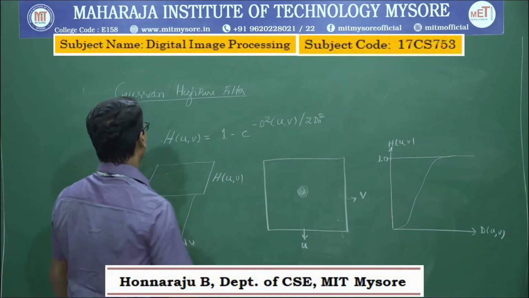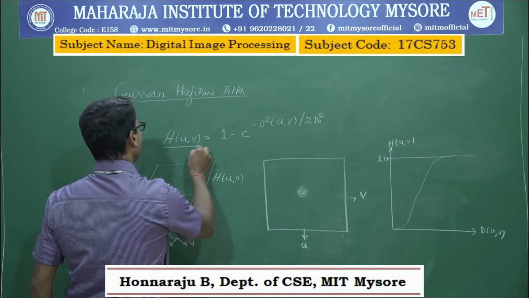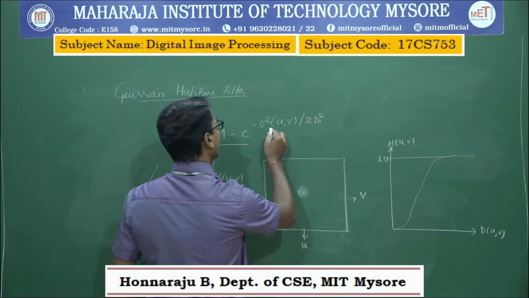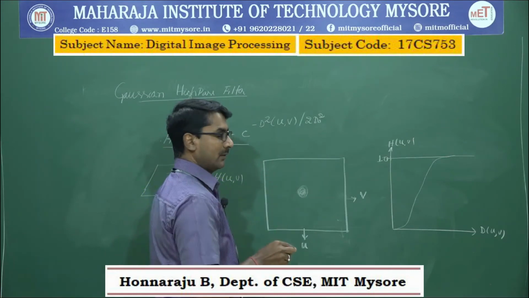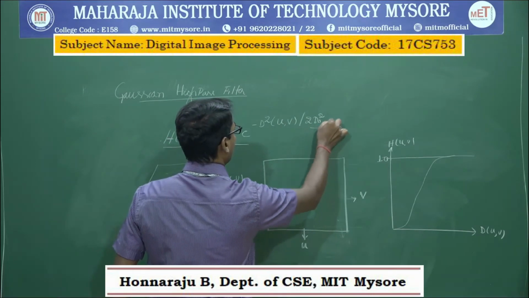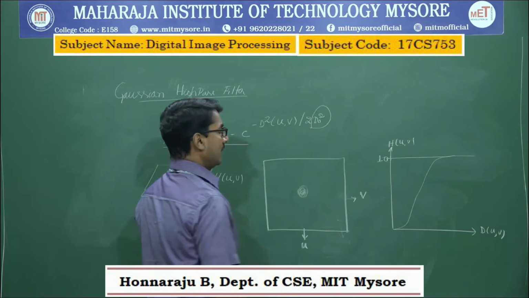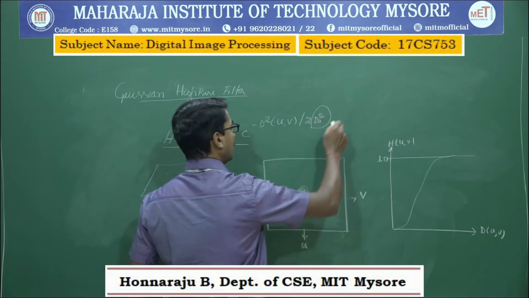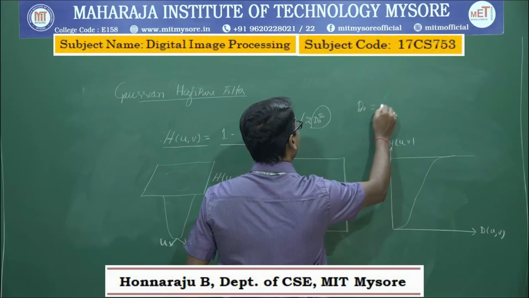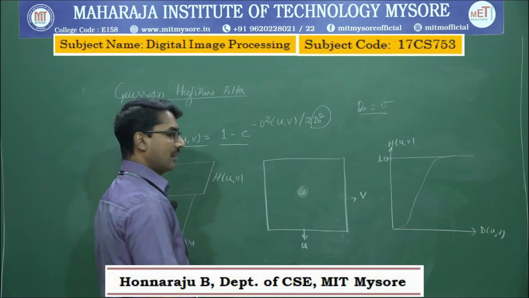Okay, the next filter is the Gaussian high pass filter. The Gaussian high pass filter is represented by H of u comma v is equal to 1 minus e to the power of minus D square of u comma v divided by 2 D naught square. Here the filtering occurs on the distance value, that is the cutoff frequency value. The cutoff value is d naught. We can also consider d naught as the sigma value, so d naught is equal to sigma. So sigma is the cutoff frequency.